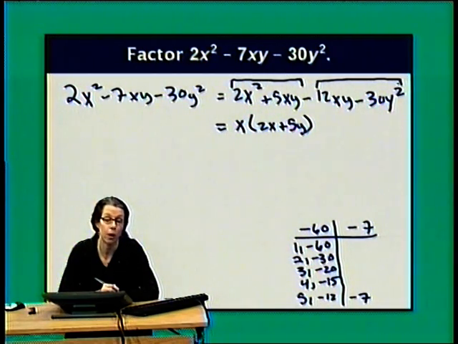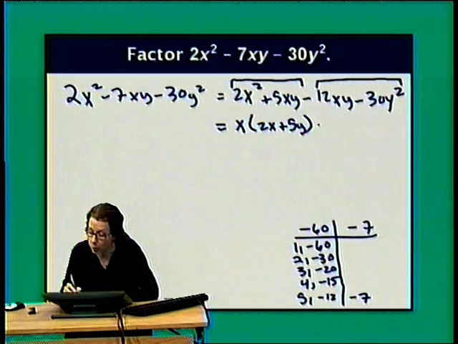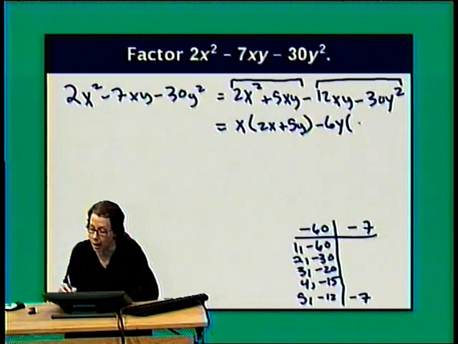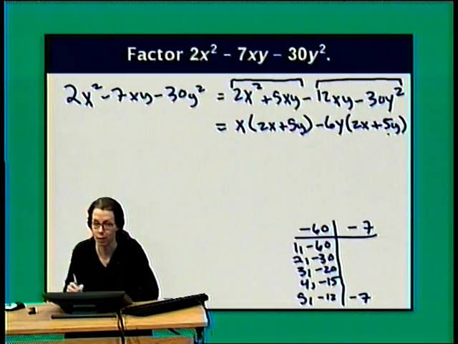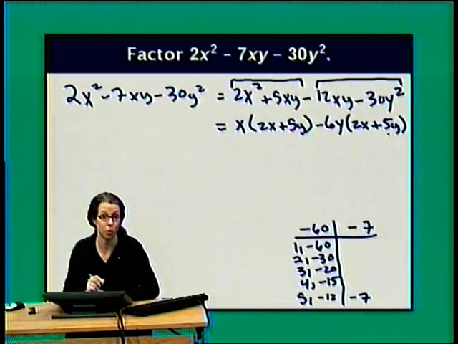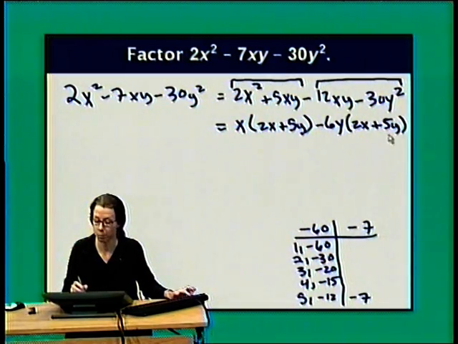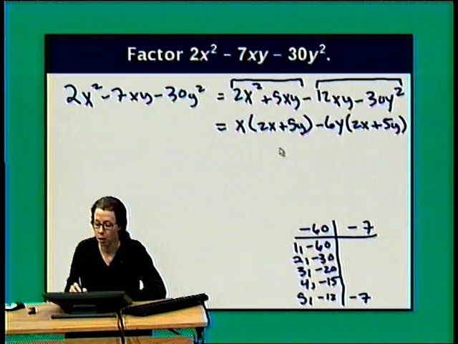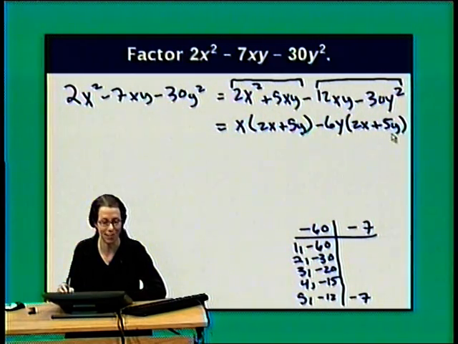Well, let's see. 12 and 30 both share a factor of 6. They also, the xy and the y squared, share a factor of y. So I'm going to pull out a negative 6y. That leaves behind 2x plus 5y. Want to double check my work here to make sure this just wasn't wishful thinking. 2x squared plus 5xy minus 12xy minus 30y squared. Everything looks good.